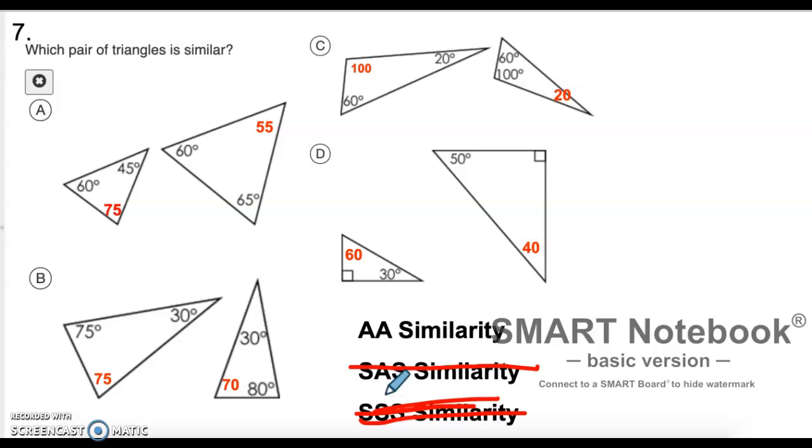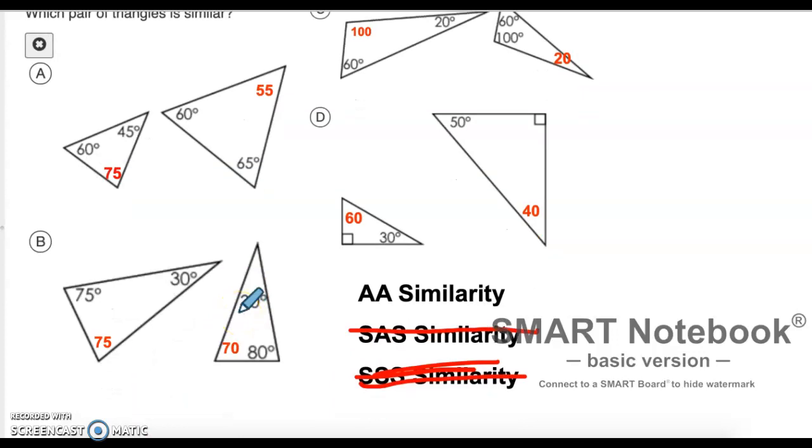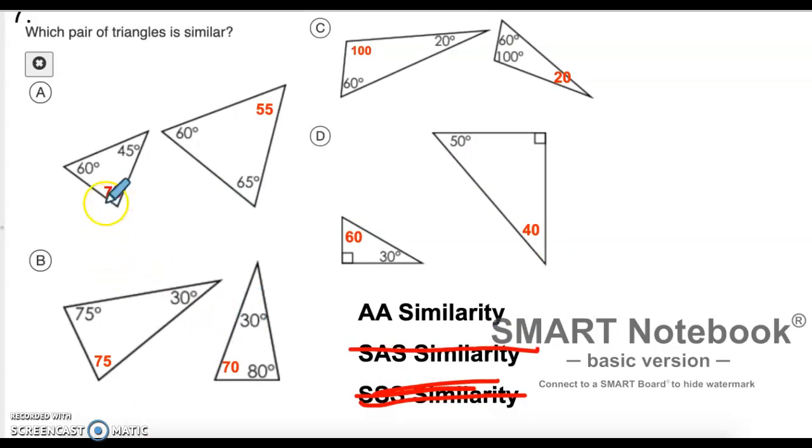Remember, all 3 angles in a triangle add up to 180 degrees. So the first step in solving this problem is to find the missing angle that's not filled in for each triangle. Here we're given 60 and 45. You do 60 plus 45 and subtract that sum from 180 to get 75 as the missing angle. Same thing here, 60 plus 65, subtract that sum from 180 to get 55. 55 is the missing angle. So you want to go through and do that for each set of triangles.